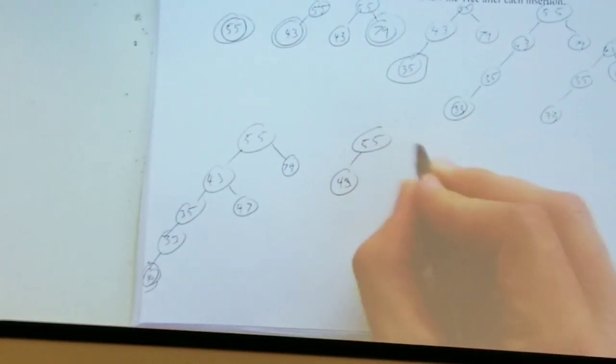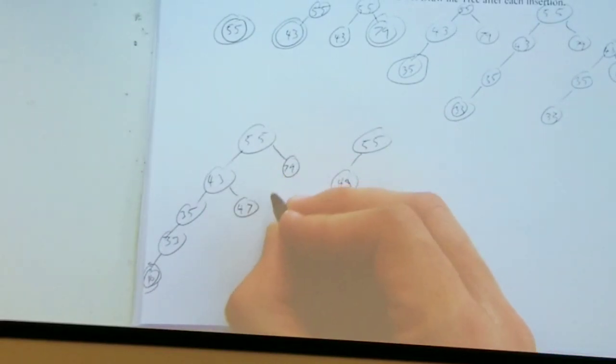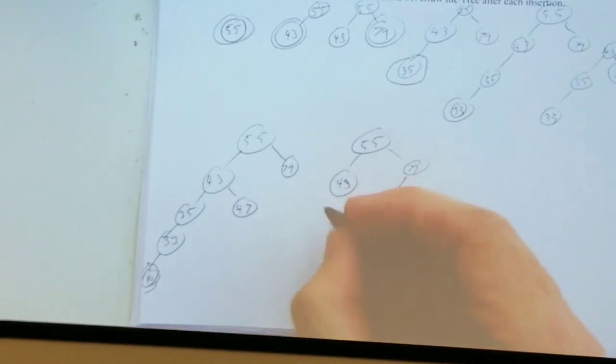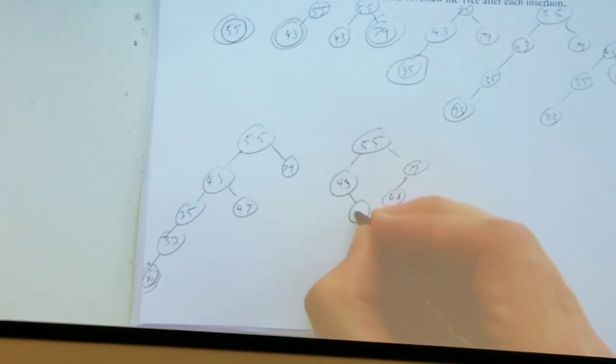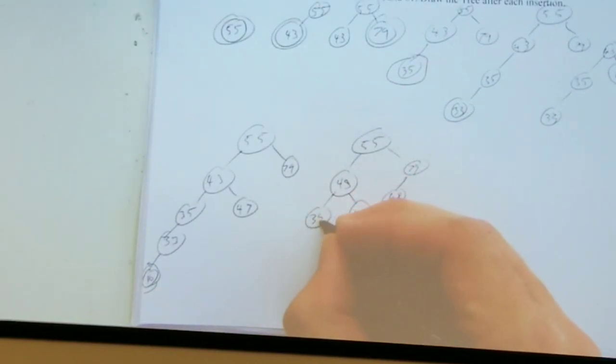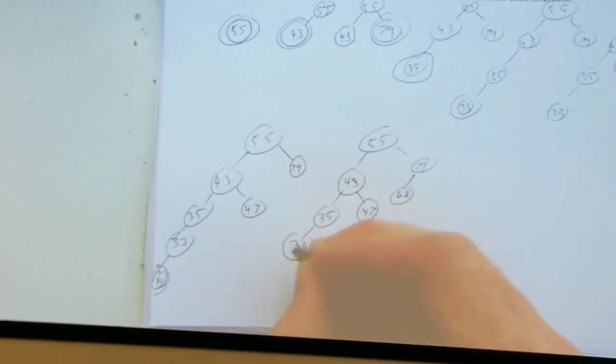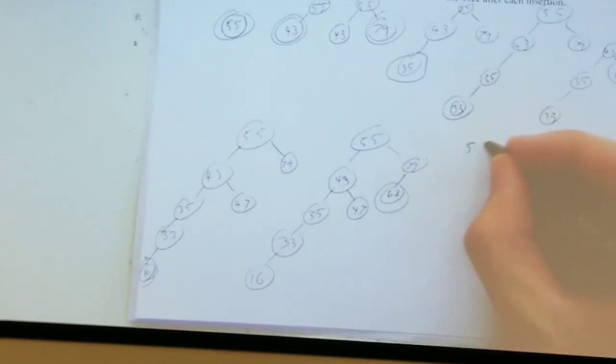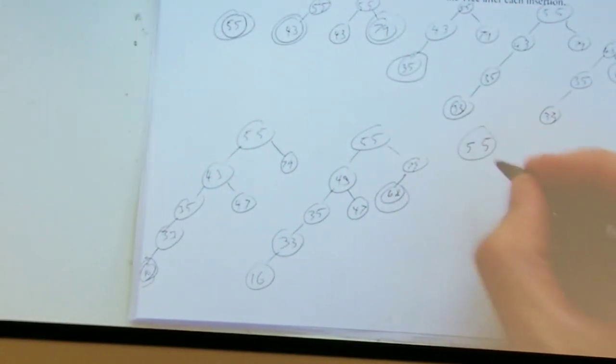So it needs to go to the right here, and it needs to go to the left on the 79. So 68 goes here. 47, 35, 33, and 16. So that's the element that was inserted. Where's the next element go? 96?